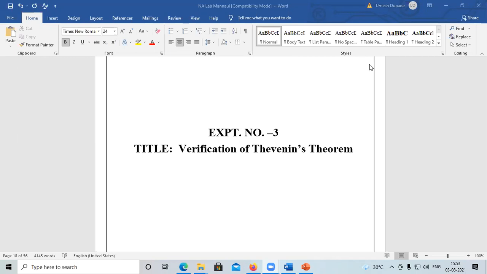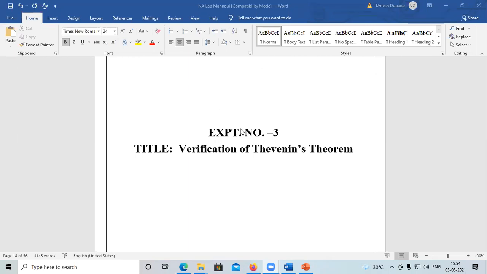Its verification is done by comparing the calculated value with our simulation value, that is our Tinkercad value. If we find the value of VTH and RTH by calculation, and the similar value is shown by our Tinkercad software, that is the result shown by the multimeter, VTH and RTH, and if it is the same, then we can call it a verification of Thevenin's theorem, and similarly for verification of Norton's theorem. Okay.